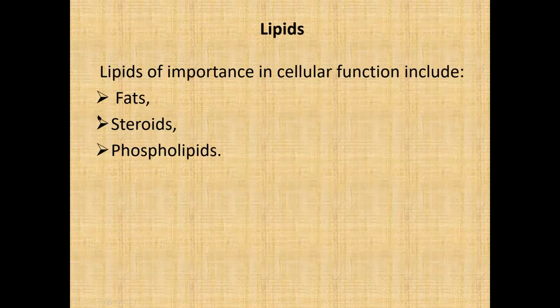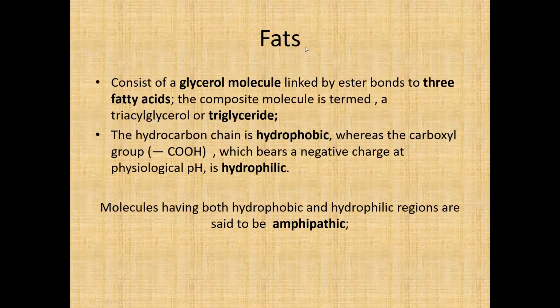Another group of organic substances and macromolecules are lipids. Lipids of importance in cellular function include fats, steroids, and phospholipids. So we're going to discuss briefly these three representatives of lipids. First are fats, of course.